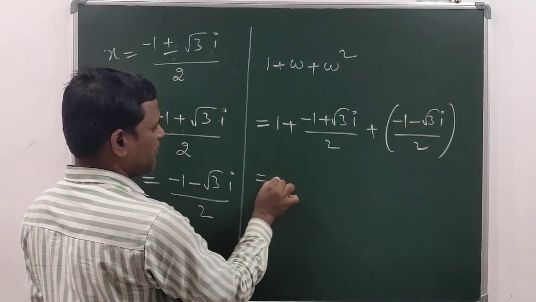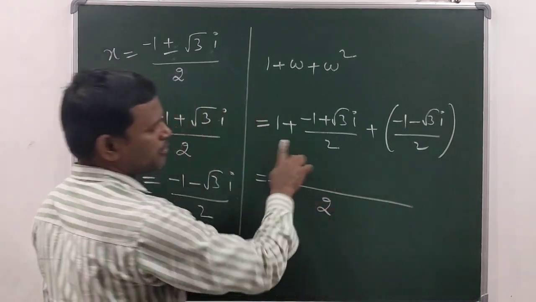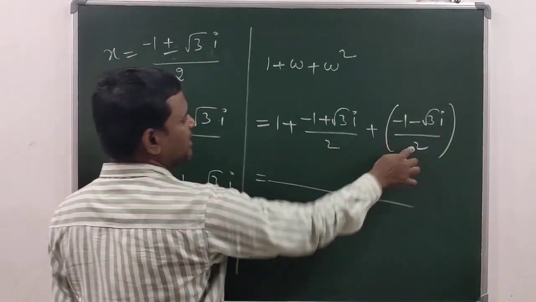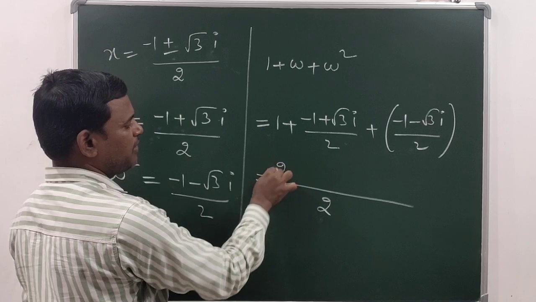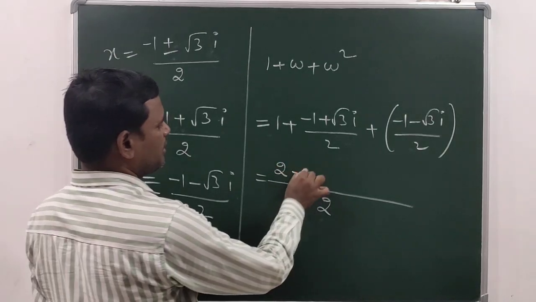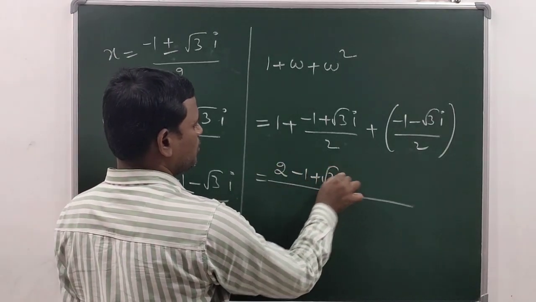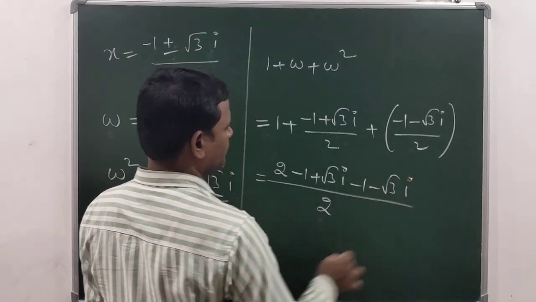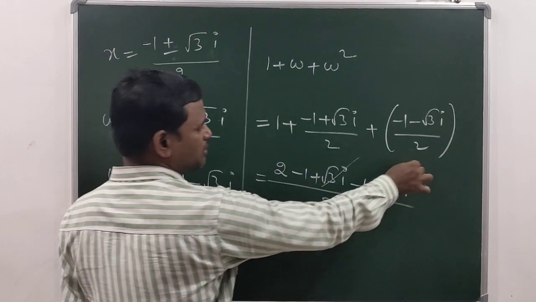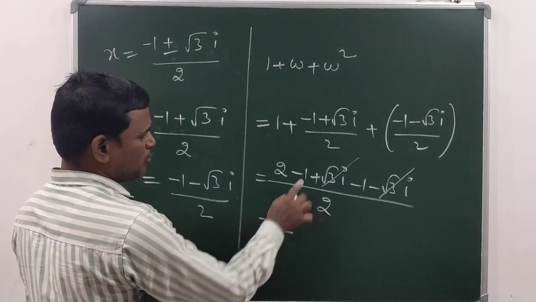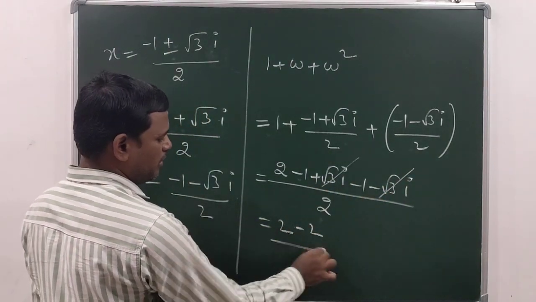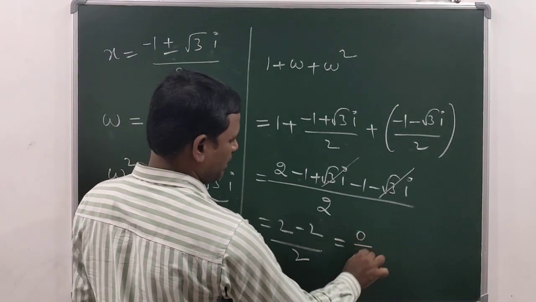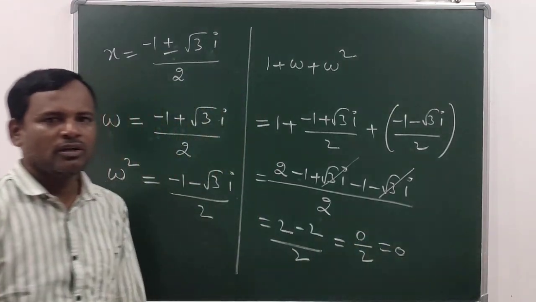Now let us simplify this. Here the LCM of these three terms will be 2. So on simplifying, you will get 2 plus minus 1 plus root 3i plus minus 1 minus root 3i, all by 2. So the plus root 3i and minus root 3i cancel. Now 2 minus 1 minus 1 is 0, so 0 by 2 is equal to 0.